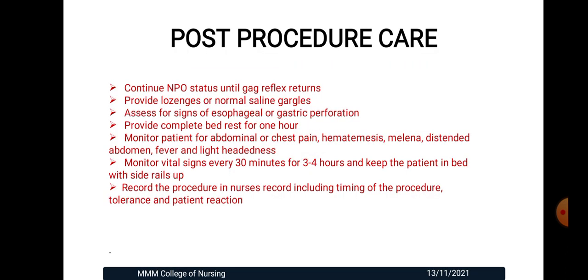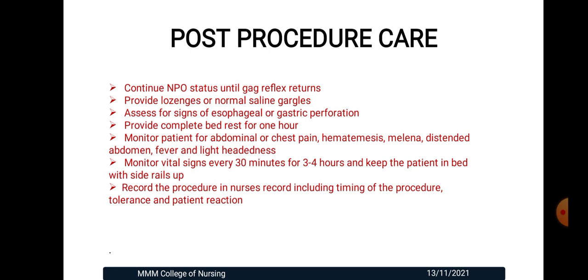And coming to post-procedure care, continue NPO status until gag reflex returns. Provide lozenges or normal saline gargling. Assess for signs of esophageal or gastric perforation. Provide complete bed rest for 1 hour. And monitor patient for abdominal or chest pain, hematemesis, melena or distended abdomen, fever and lightheadedness.